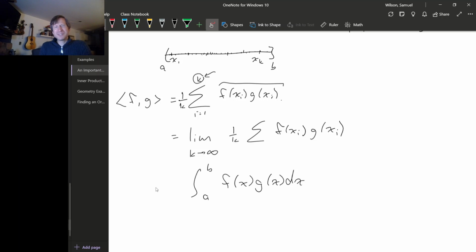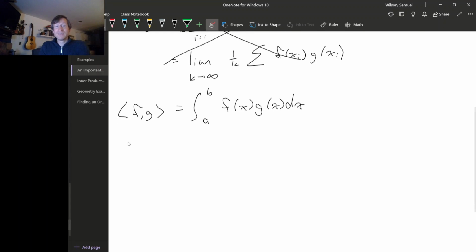So why don't we just use this for our inner product? We don't know if it's an inner product yet, but we'll have to check. Okay, so is this symmetric? Well, yes, clearly, because if you switch f and g, nothing happens. You get the same result. Is it bilinear?